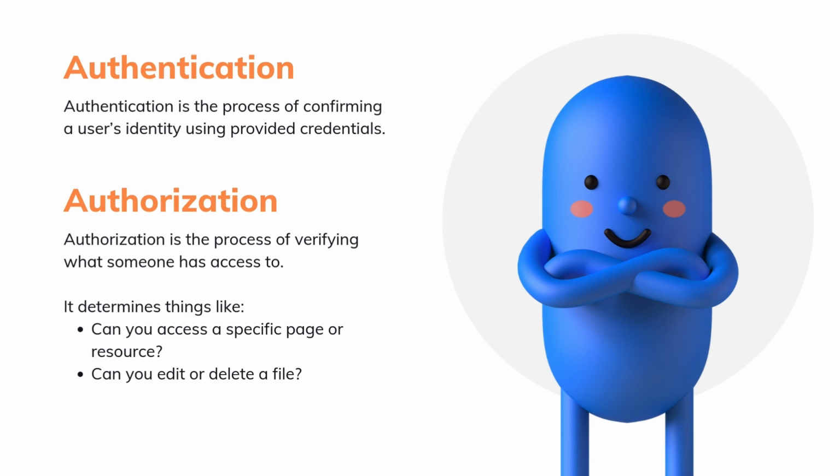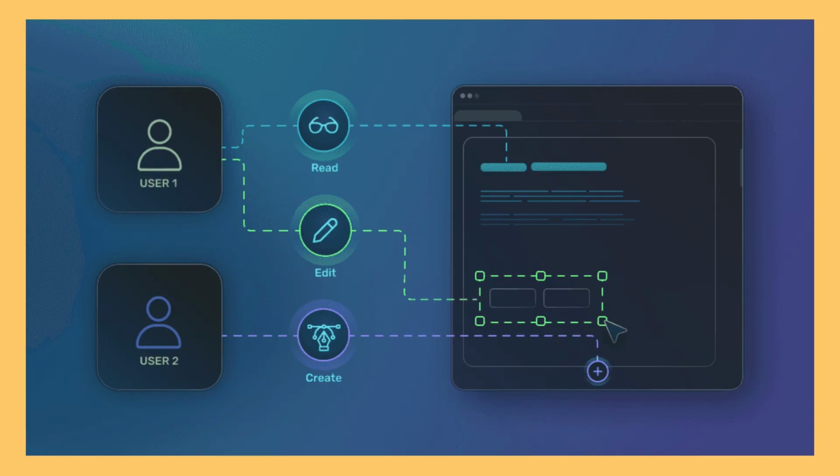And what is authorization? Authorization is the process of verifying what someone has access to. Basically, it determines whether you can access a specific page or resource, or whether you can edit or delete a file, like that. So that's the basic idea of authorization. If you look at this diagram, you can see there are two users here, user 1 and user 2. User 2 has access to create a particular resource. User 1 has access to read and edit a particular resource. That's how authorization works.